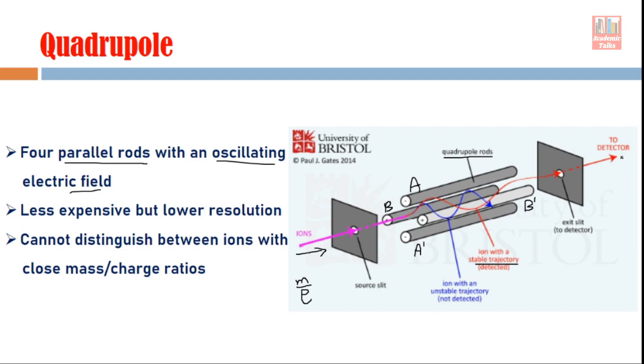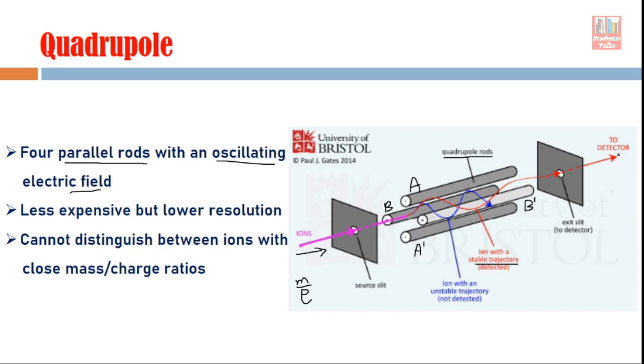So if we have to identify elements, because in the beginning we don't know what kind of elements are present in the sample, what kind of species, or what kind of mass number is there in the sample, we have to scan the oscillating electric field, and for each oscillating electric field we will keep on detecting, or recording, the reading on the detector.